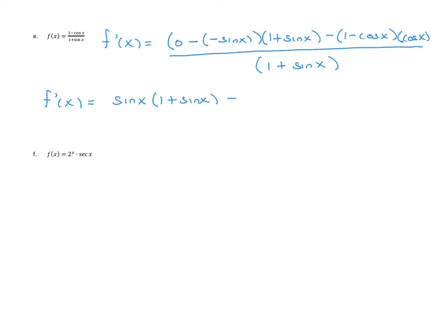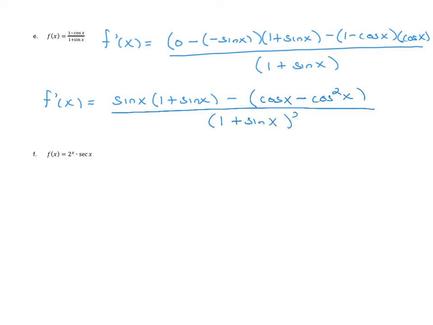Then we have minus. If I distribute in the cosine, I get cosine of x minus cosine squared of x, all divided by 1 plus sine of x all squared. And I'm seeing I forgot the squared in the denominator in the first line.